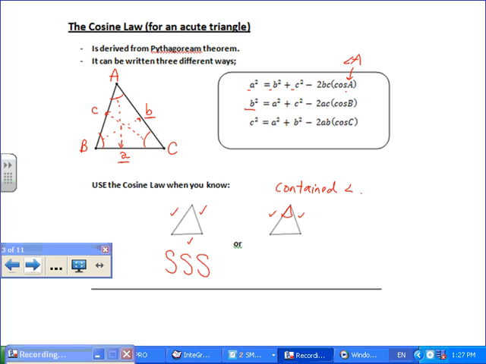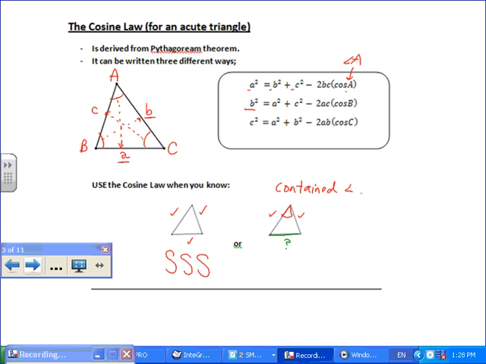I know I can't use sine law because I do not have this side length across from the angle, so I don't have a side angle relationship, which means I can't use sine law. But I could use my cosine law here because I could solve for this unknown one right here. Okay, that would be my unknown side length.